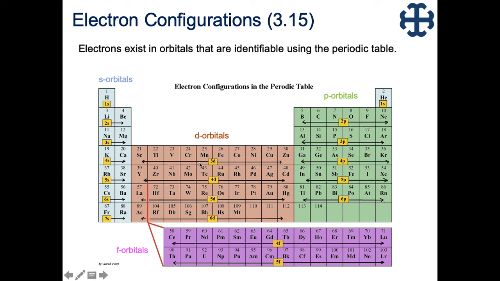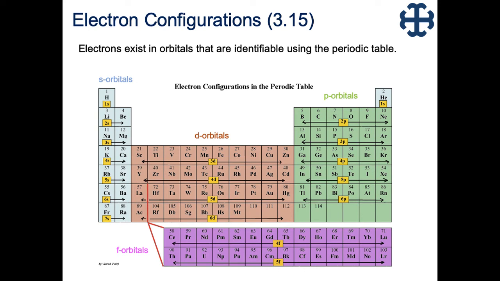Working our way down the periodic table, we have d orbitals. Hopefully you're picking up the pattern here that each of these d orbitals can hold 2 electrons, and we have 5 d orbitals to hold 10 electrons. Then finally our f orbitals that can hold 2 electrons each, and we have 7 f orbitals for a total of 14 electrons that can fill that subshell.